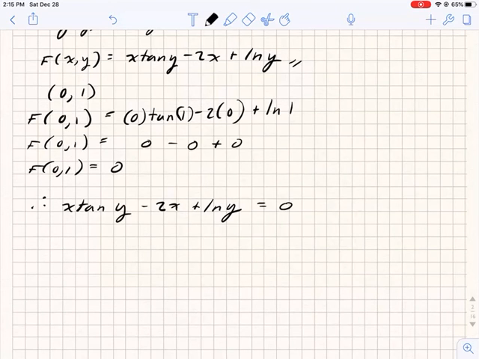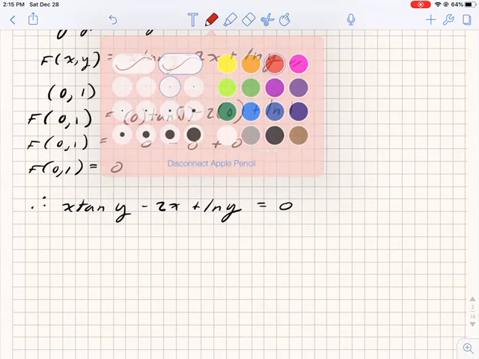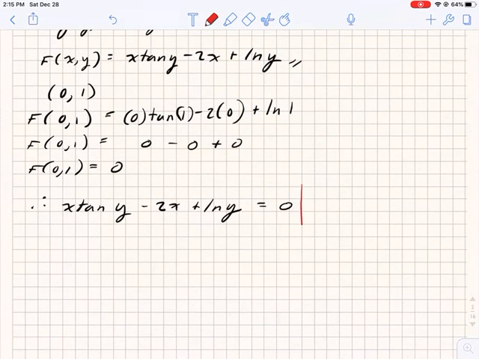Well, there you have it. The solution to the exact differential equation is this.